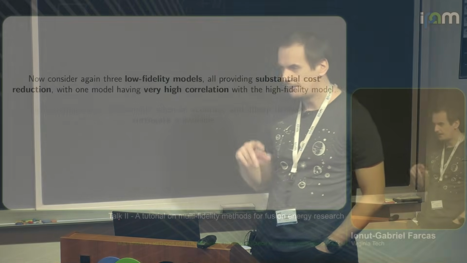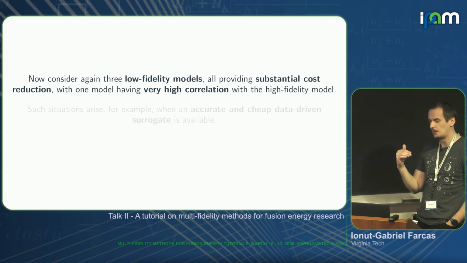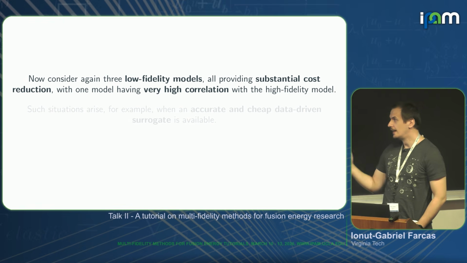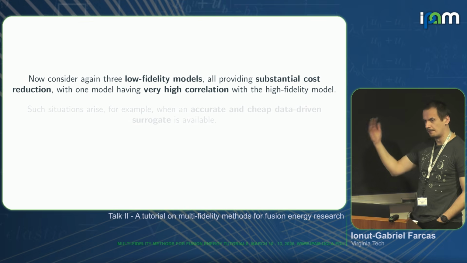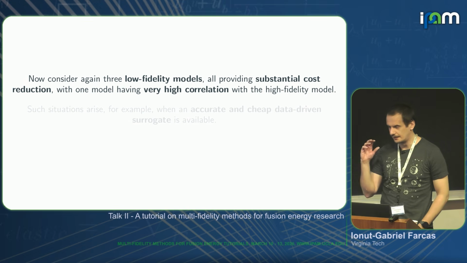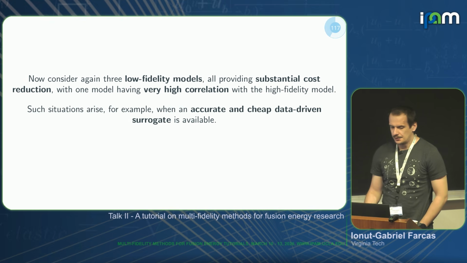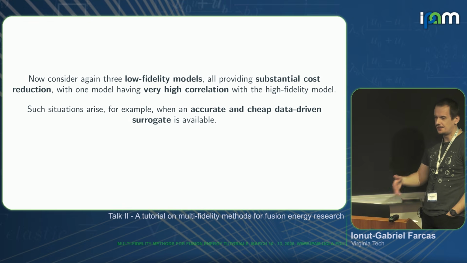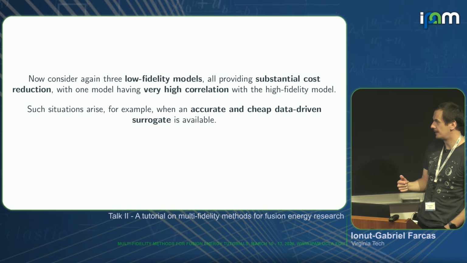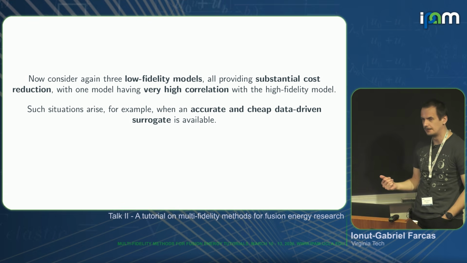Another point I want to convey is that if you are using this method and you have a very good low-fidelity model, meaning with high correlation coefficient and substantial speed up, you may not gain anything else by introducing other models into the hierarchy, because that model on its own will reduce the variance quite substantially. All right, such situations, of course, arise when we have, as I said, an accurate and cheap, in general, data-driven surrogate model, because data-driven surrogates, as we know, usually provide the most speed up.